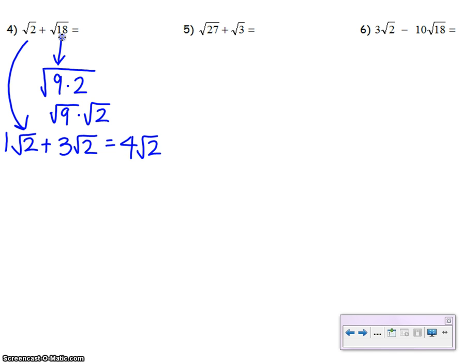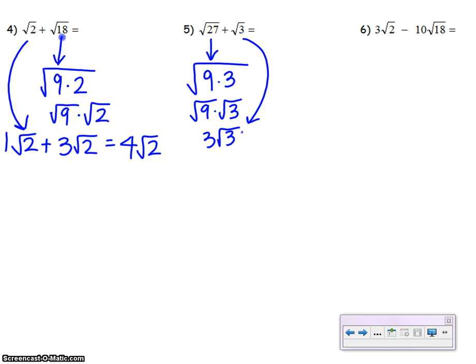All right, number 5. 27, we need to break that down to 9 times 3. Square root of 9 times the square root of 3, which is then 3 square root of 3. Bring down our plus root 3, and then we will add them and get 4 times the square root of 3.